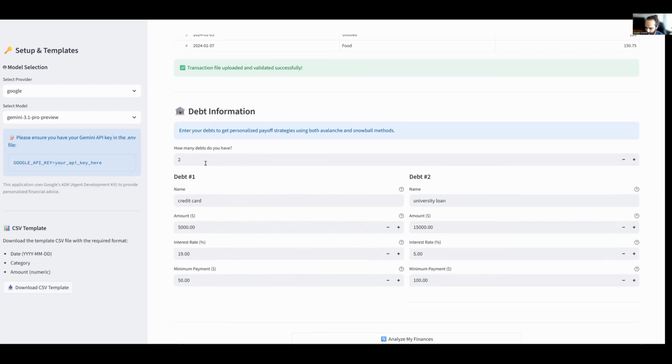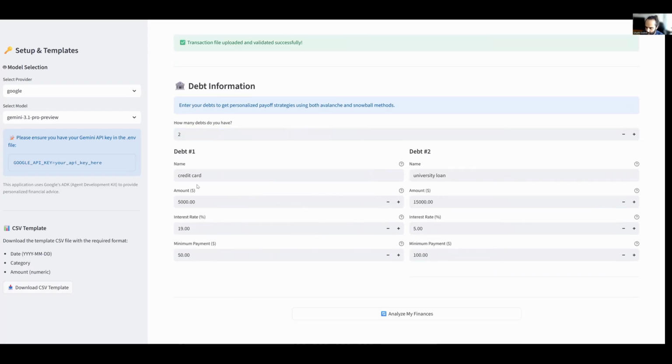So in this case, I've put two debts. The first one is related to a credit card with $5,000 on it. The interest rate is 19% and the minimum needed payment is $50. And there is another debt, which is a university loan with $15,000 on it, 5% interest. This is to be noticed, guys, because the interest is not the same, and later on one of our agents will consider this. It will start with the debt with the higher interest, and we have our minimum payment.